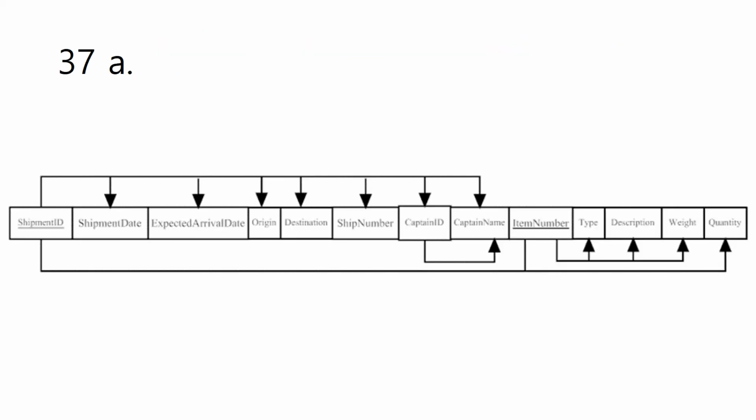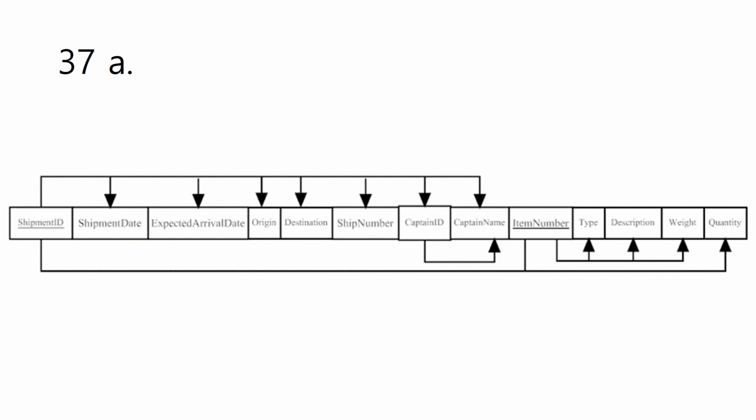And then number 37. Table 4-5 shows a shipping manifest. Your assignment is as follows. A. Draw a relational schema and diagram the functional dependencies in the relation.